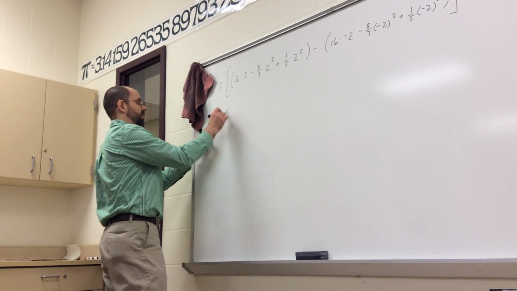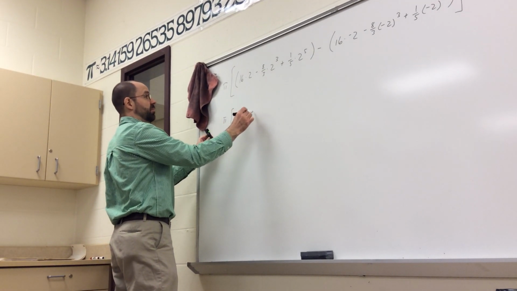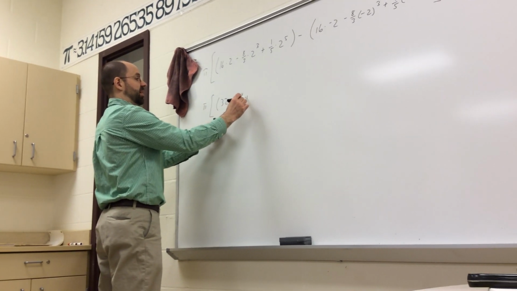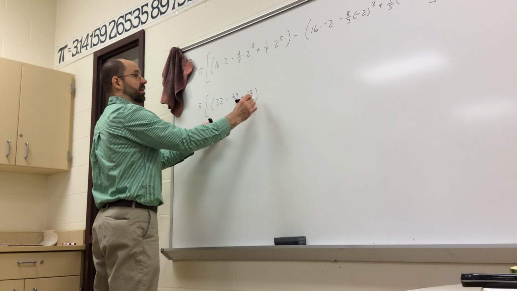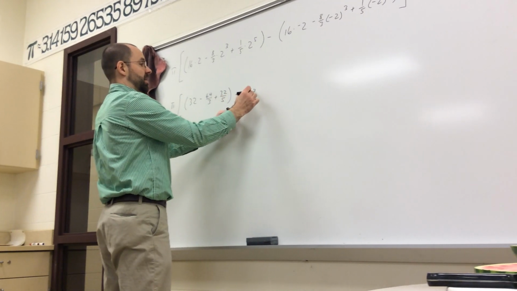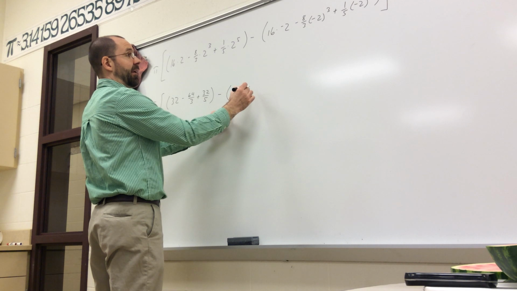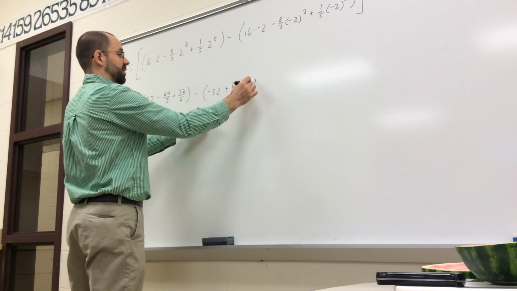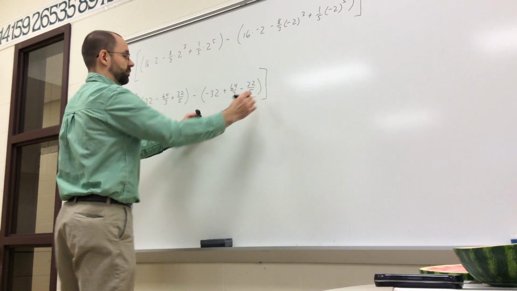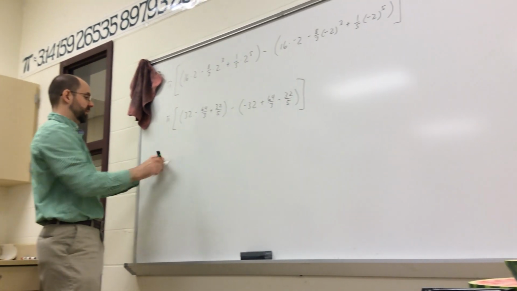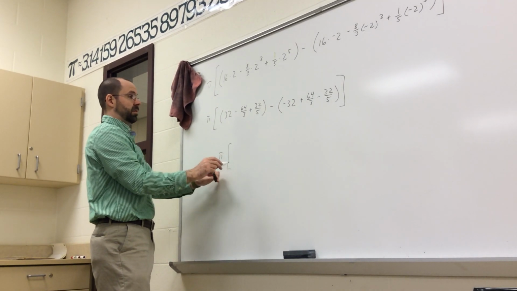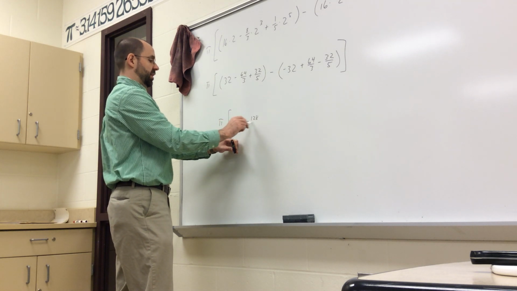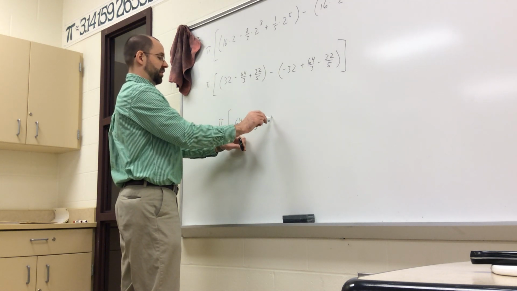So then I've got 32 minus 64/3 plus 32/5 minus -32 plus 64/3 minus 32/5. So that's 64 minus 128/3 plus 64/5.